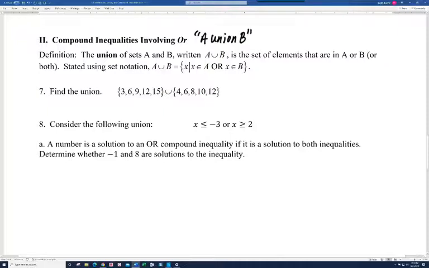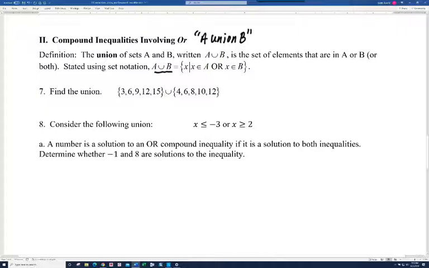is the set of elements that are in A or B or both. Stated using set notation, we have A union B is equal to the set of elements X such that X is in A or X is in B. Or you could say X is an element of A or X is an element of B. Now in mathematics, OR has the meaning it's in this set, or it could be in both.